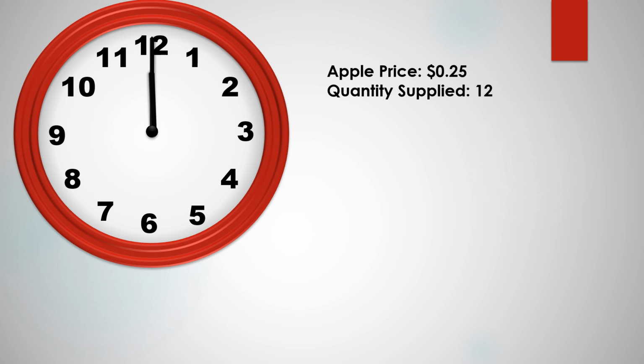Now this is because when the price is 25 cents, there ended up being 12 apples that were demanded by consumers. And since the number of apples demanded was exactly the same as the number of apples supplied, the market is in equilibrium, and the farmers are at the point where they no longer need to raise or lower their prices.